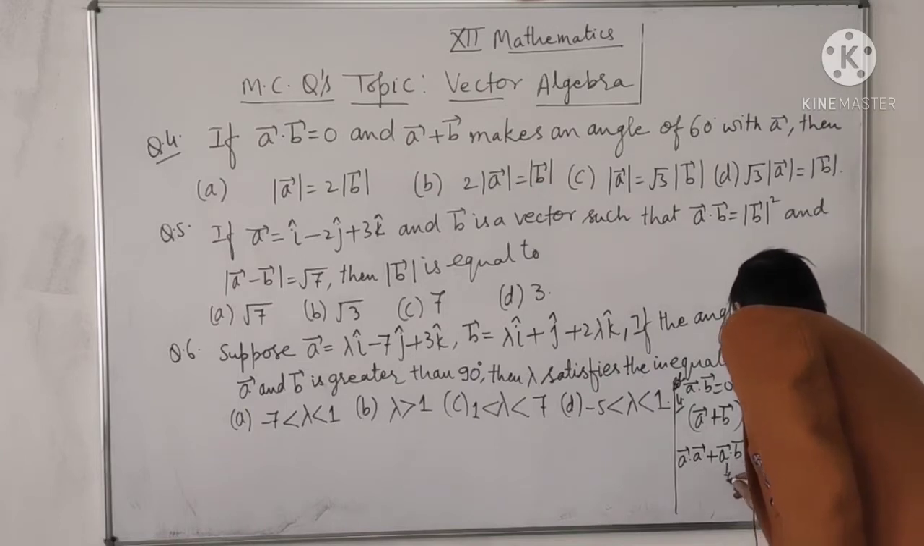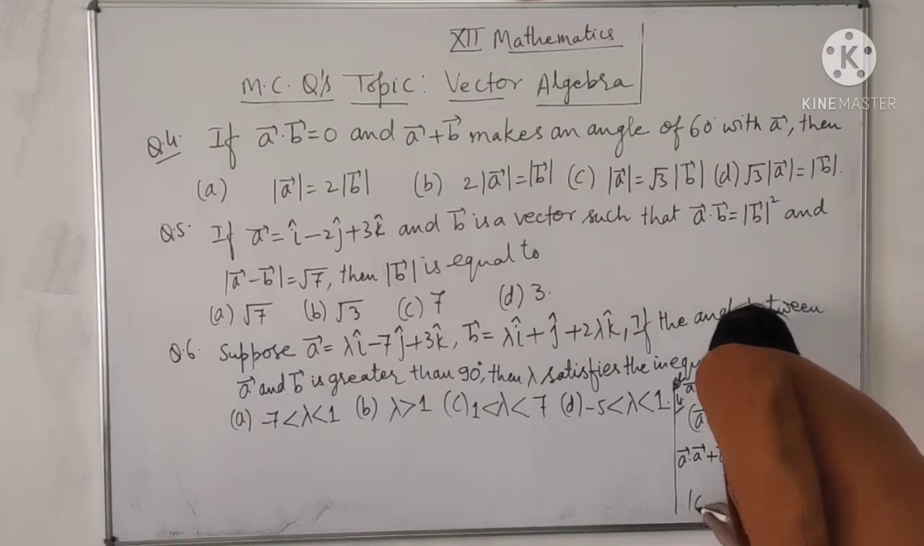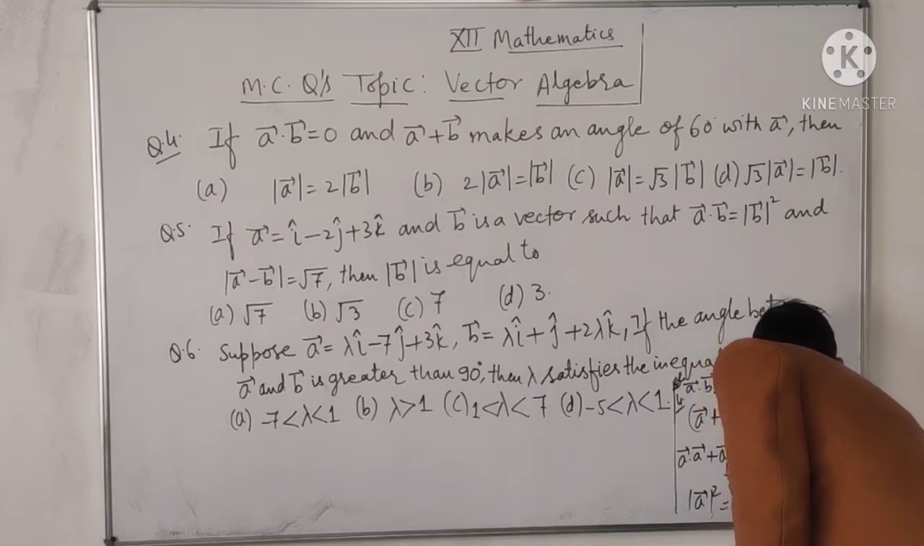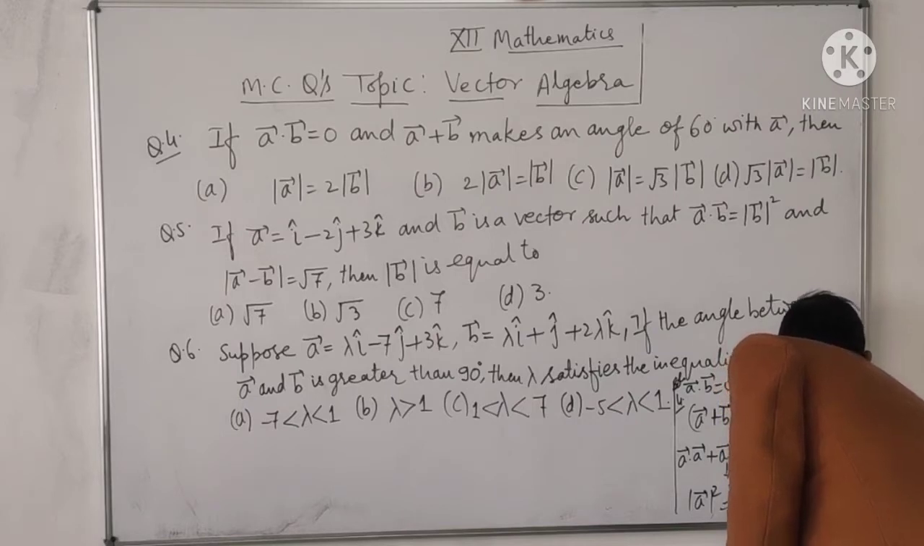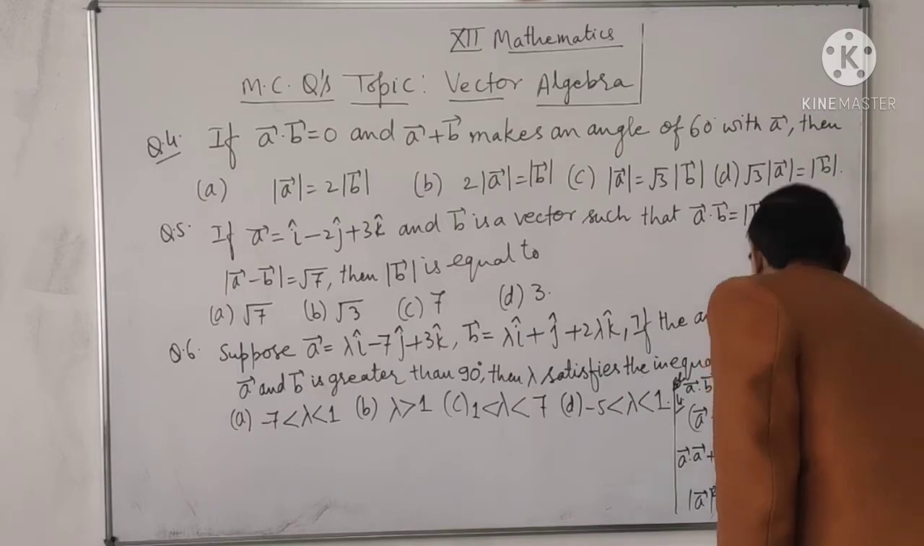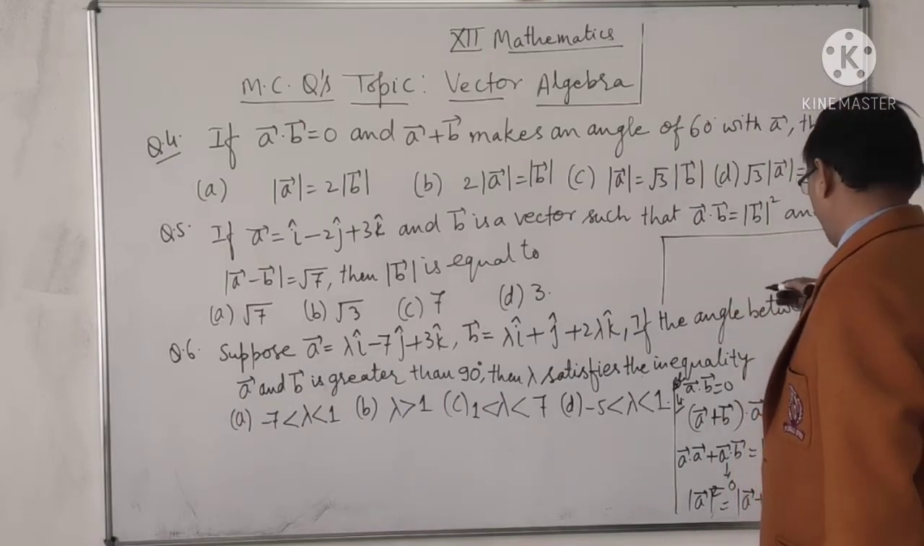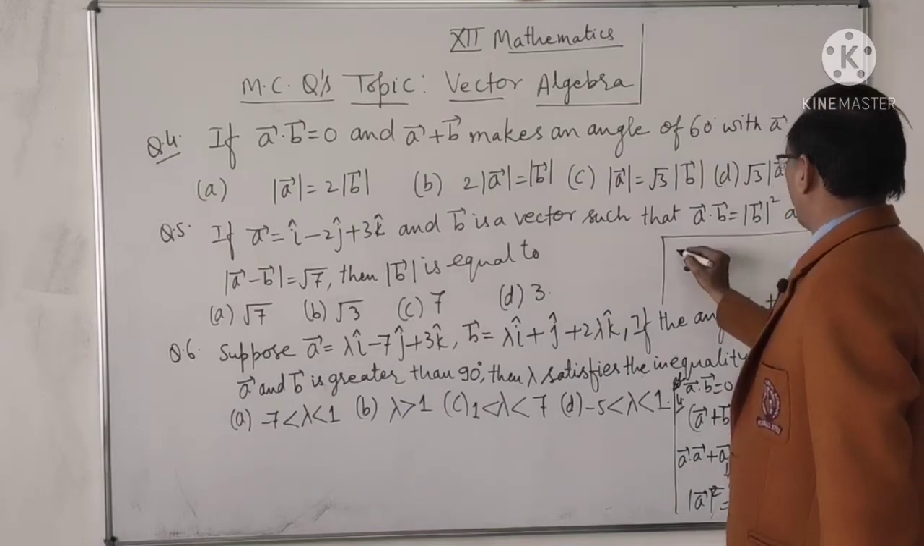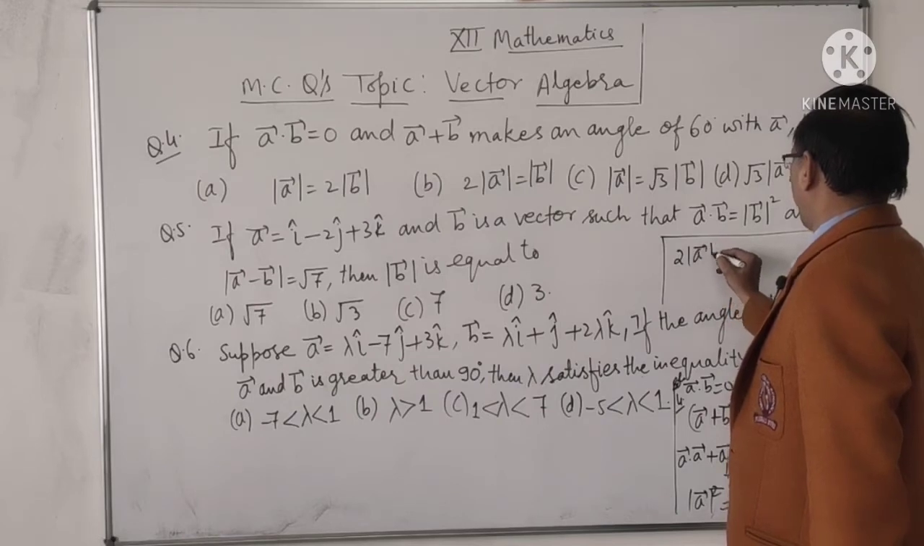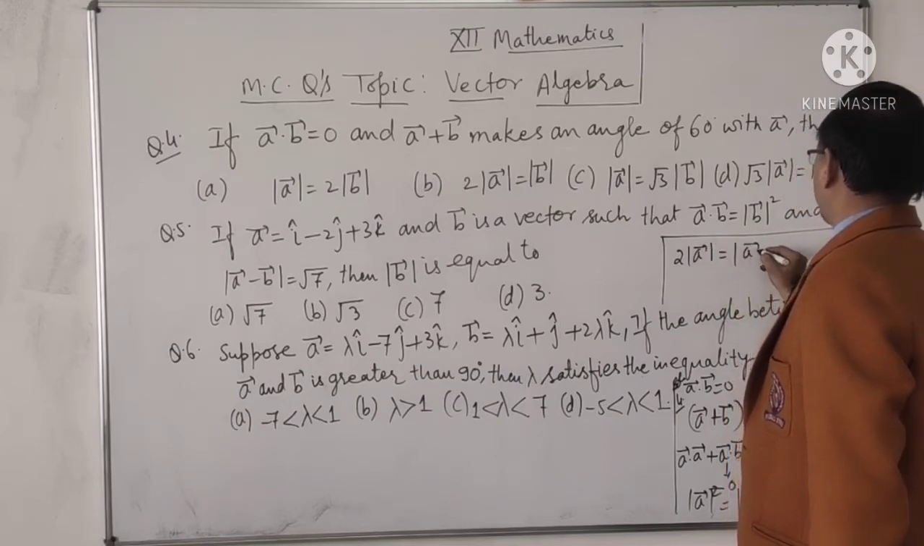This result is 0. It is mod A square equal to mod A plus B mod A into 1 by 2. Now mod A is cancelled out. From this we will get 2 into mod A equal to mod A plus B.